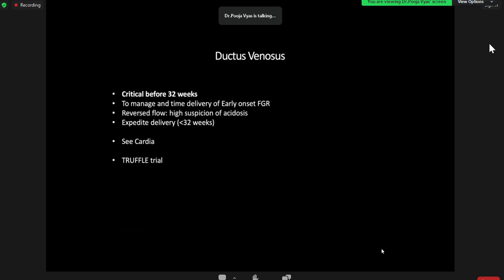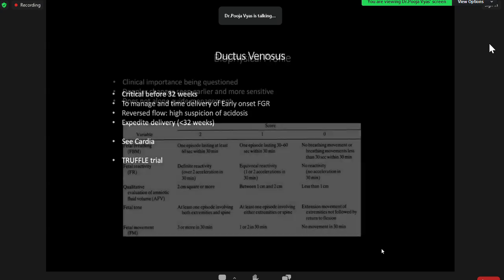Moving on to ductus venosus, it is critical before 32 weeks, and it helps to manage and time the delivery of early onset FGR. Whenever there is reversed flow, there is a high suspicion of acidosis and the baby has to be delivered immediately.